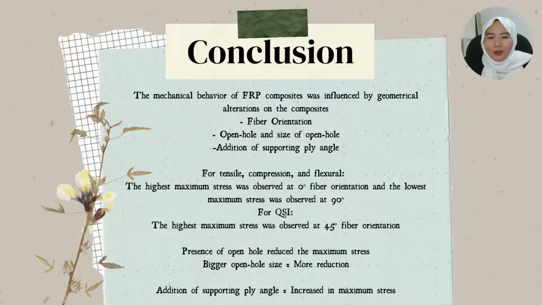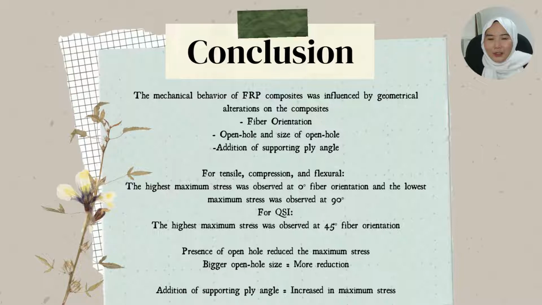The presence of open hole decreased the retaining strength of composite and was also influenced by the fiber orientation. 90-degree fiber orientation exhibits the highest reduction in the maximum stress under both tensile and compression load. Meanwhile, 0-degree fiber orientation was the least sensitive towards the open hole. The open hole diameter influenced the ability of stress to disseminate on stress supporting regions, in which larger open hole size will reduce this region, thus reducing the maximum stress.